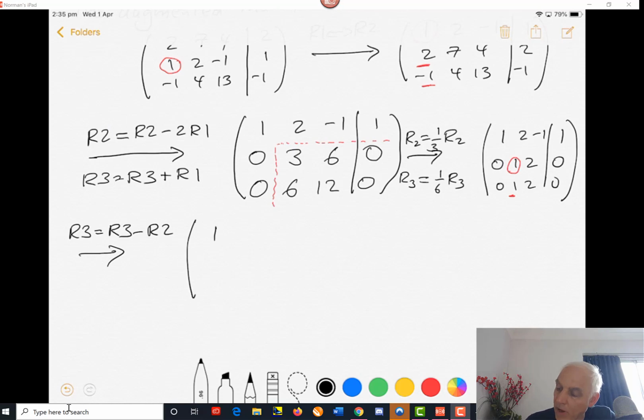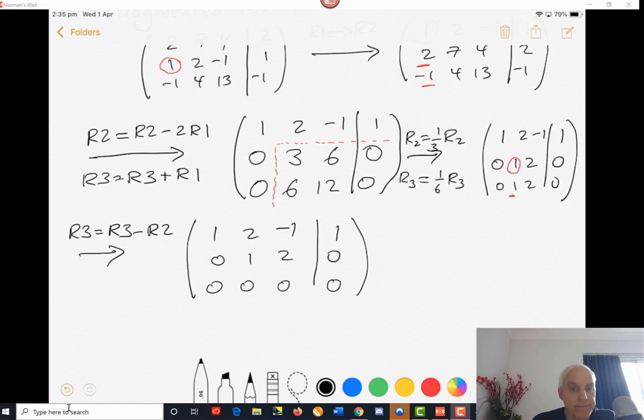So the first row does not change. The second row does not change. What about the third row? Well, I'm taking the third row and I'm subtracting the second row. 0 minus 0 is 0. 1 minus 1 is 0. 2 minus 2 is 0. And 0 minus 0 is 0.